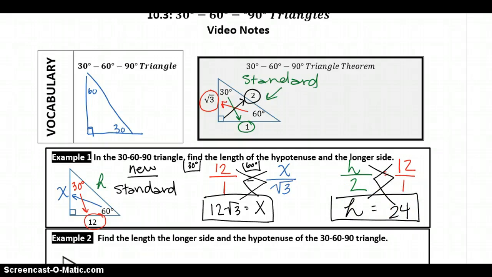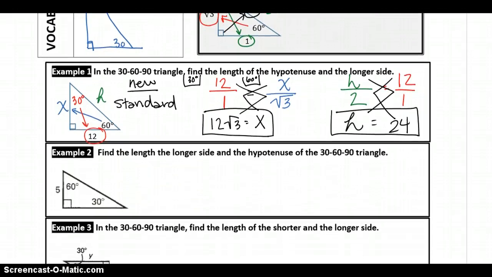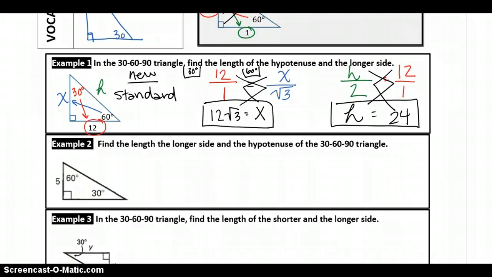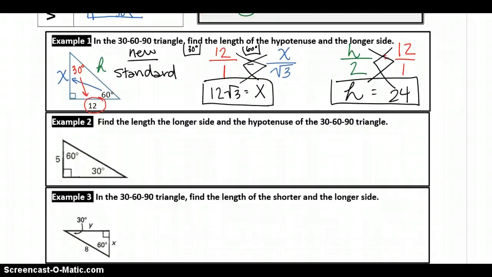Alright, let's look at example number 2. In example 2, it asks us to find the length of the longer side and the hypotenuse once again. So we're going to set up our ratios of the new triangle that we have to our standard triangle.